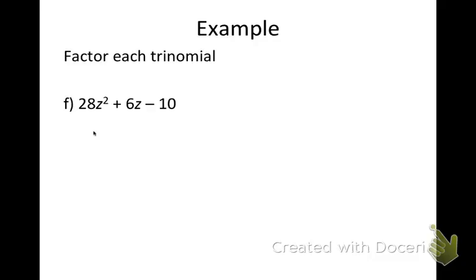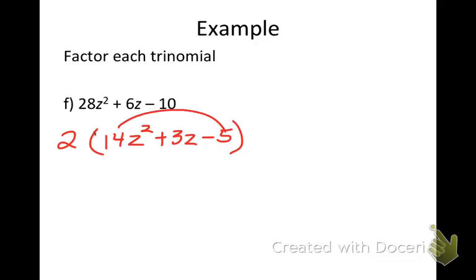I want to give you this. There you go. So 28z squared plus 6z minus 10. Is there a GCF? 2. Take out 2. Okay, so if I take out a 2, I'm left with 14z squared plus 3z minus 5. Better than we had before. Now what's inside is not a binomial, so I can't use any of my shortcuts. So it's a trinomial, so we're going to factor as usual.